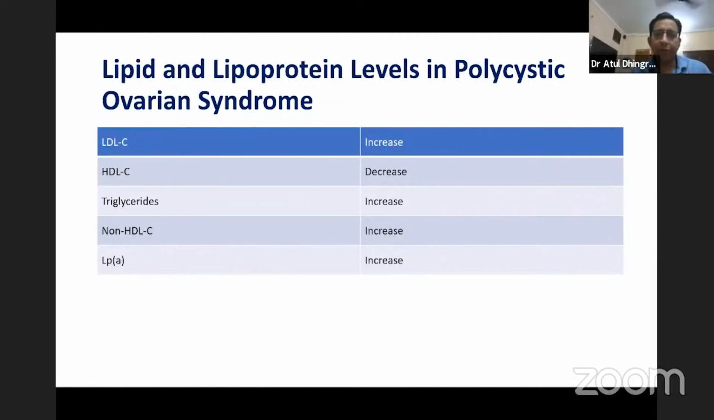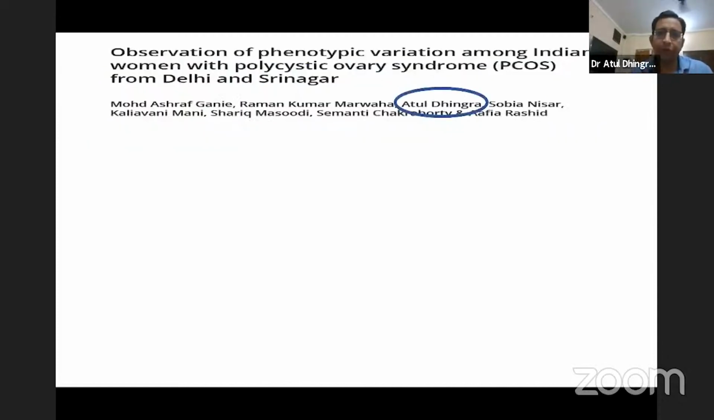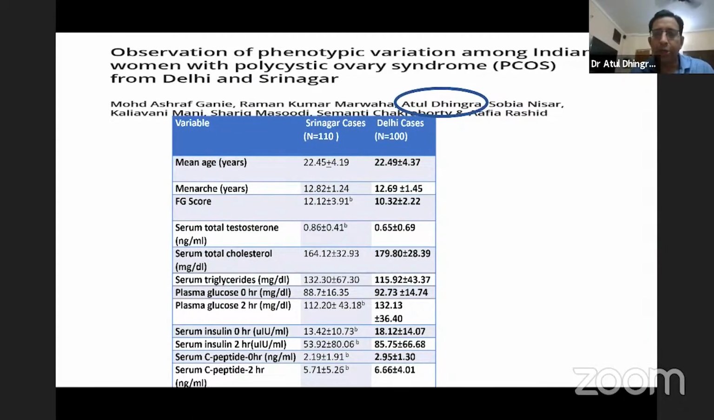Coming to polycystic ovary syndrome, one of the syndromes that has recently been shown to have an increased CV risk and increased chances of developing metabolic syndrome. The dyslipidemia again shows high LDL levels, reduced HDL levels, and an increase in triglyceride levels. This was another publication that we did during my stay at AIIMS, and we tried to look into the phenotypic differences in the patients from Srinagar and from Delhi, and we saw that patients from Delhi had higher dyslipidemia as compared to those from Srinagar.